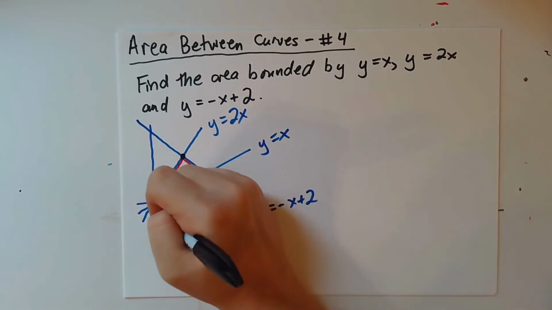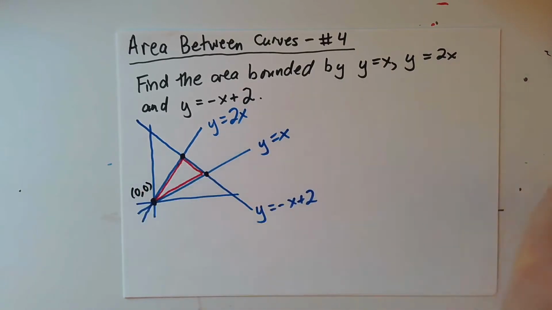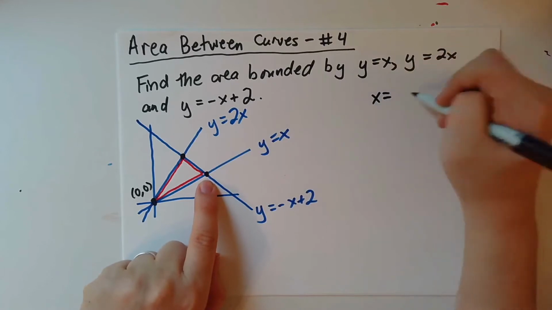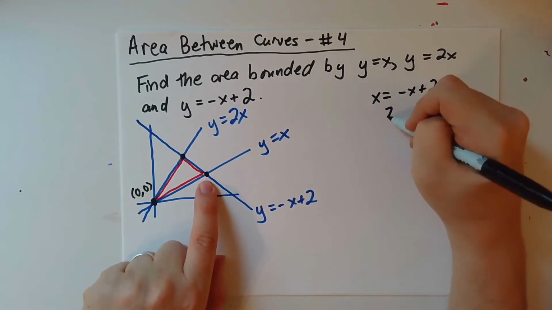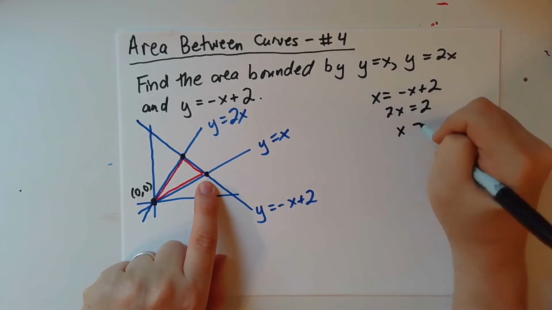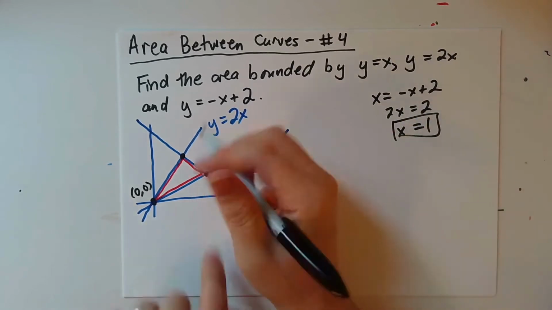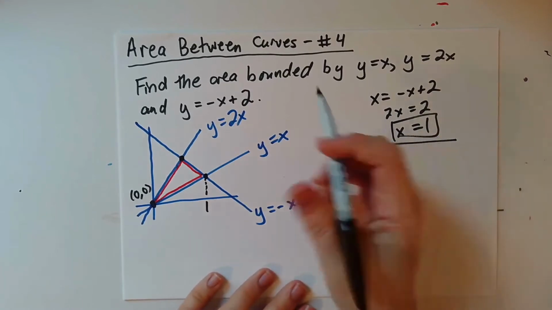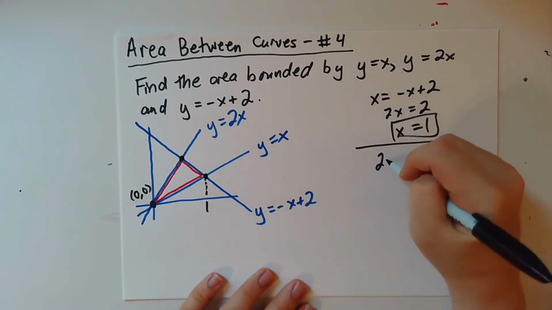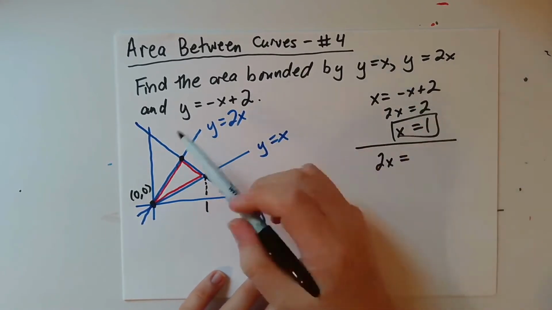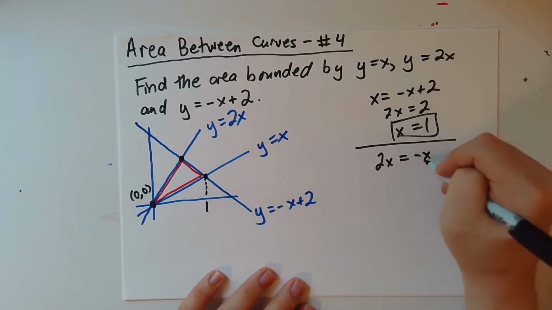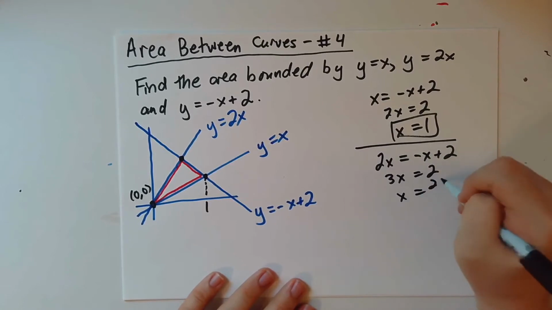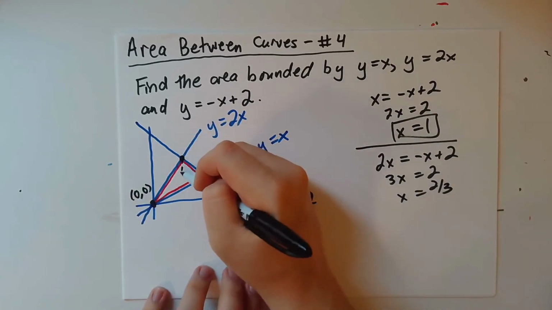This intersection over here is at (0, 0), so I don't really have to do much work for that one. This one is where x is equal to minus x plus 2, so 2x is equal to 2, so x is 1. Okay, so this is at x equals 1. The next one is where 2x is equal to minus x plus 2, so 3x is 2, so x is 2/3. That's that one.